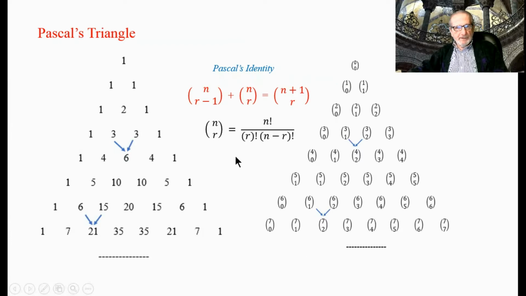Now, remember the formula for combination n choose r is n factorial over r factorial times n minus r factorial. And this is called Pascal's identity: n choose r minus 1 plus n choose r is equal to n plus 1 choose r. So here, see this here, 6 choose 1, 6 choose 2. When you add them, you get 7 choose 2. When you add these two, you get 4 choose 2.